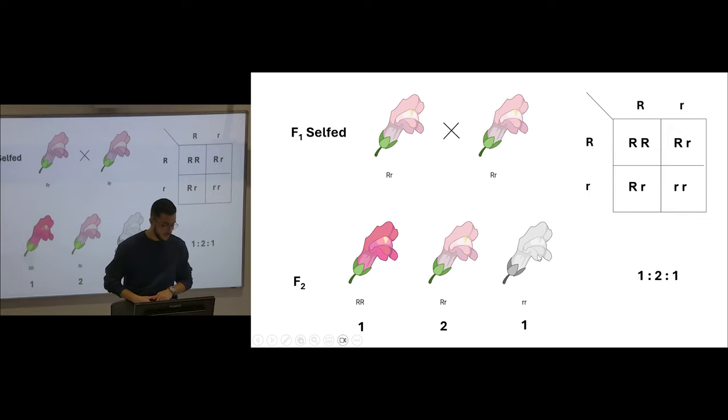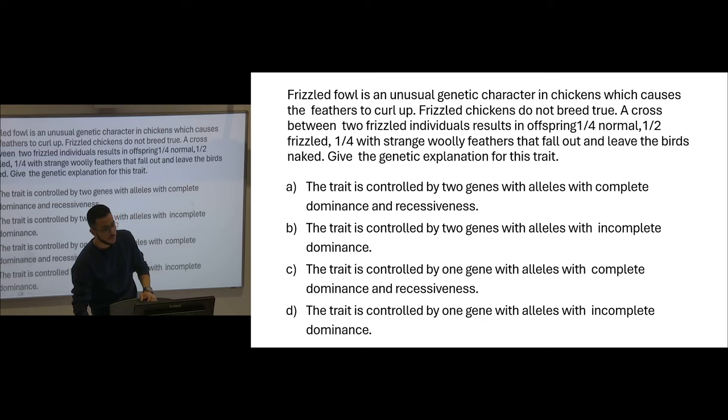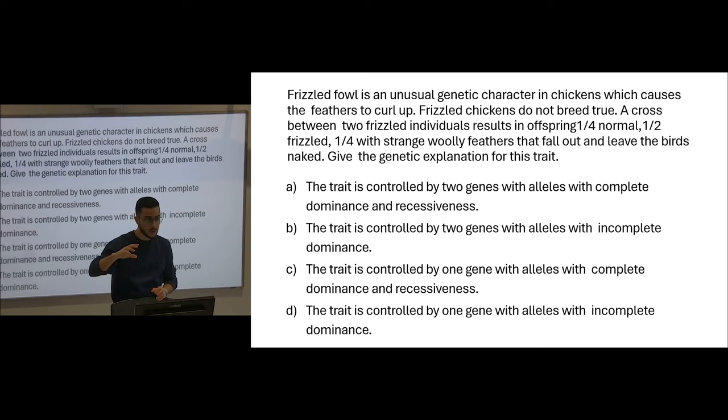Not bad. Okay, question. So frizzled fowl. I have no idea what frizzled fowl is, but frizzled, I know what it is. It's a character that is found in chicken. Let's just assume weird hair, which causes the feathers to curl up. So frizzled chickens do not breed true. Do you understand what this means? It means that you don't have pure frizzled and pure normal. It should tell you that it's an intermediate phenotype. When it says it does not breed true, it means that there's two phenotypes, which is no feathers and then feathers, and then you have the middle one that is frizzled. So that's why it says it does not breed true.